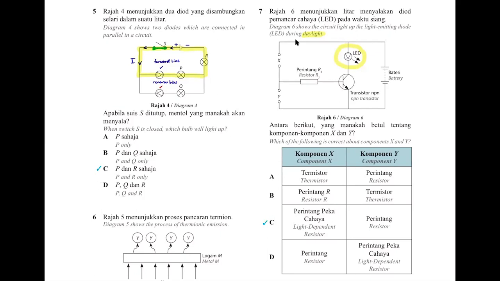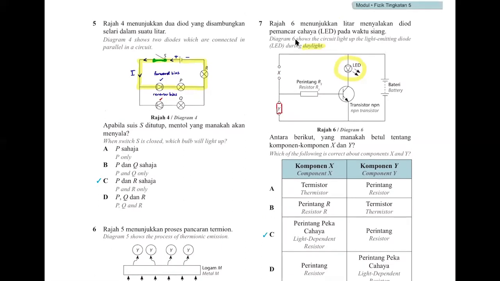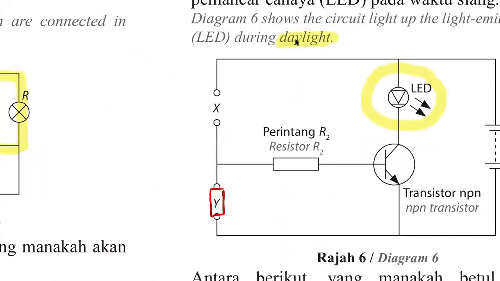So you should put the LDR di sini kan? Sorry. Here is the LDR. And di sini ini adalah dia punya resistor. Okay. How is the symbol of the LDR? Can you draw? What is the symbol of the LDR?